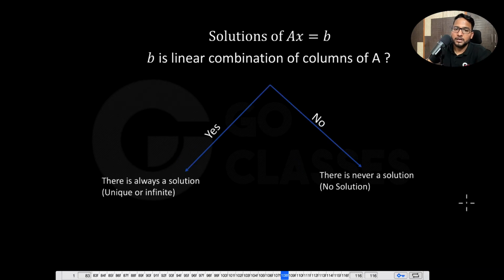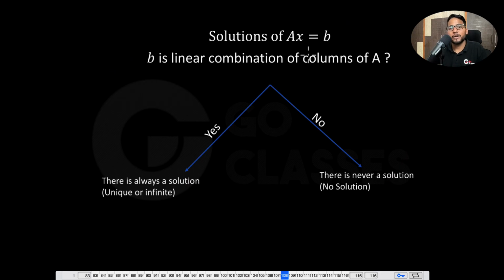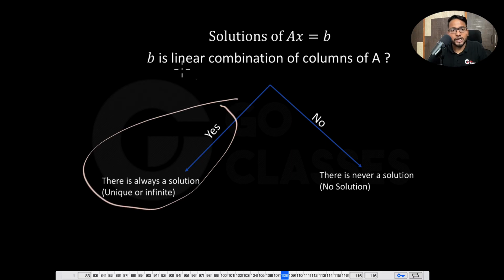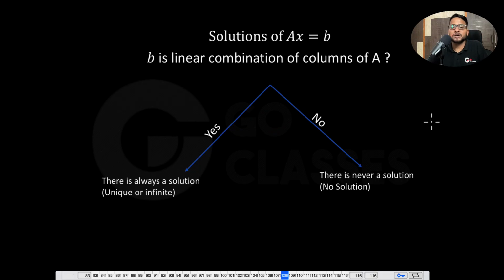Okay, cool. This is the next flowchart that I have, where I'm having the first question as a flowchart, where I'm saying that if B is a linear combination of columns of A, then always a solution, right? Always a solution. If no, then it does not matter how hard you try, never a solution. So it is as simple as that. Now the solution can be unique, can be infinite. That is one thing, right?